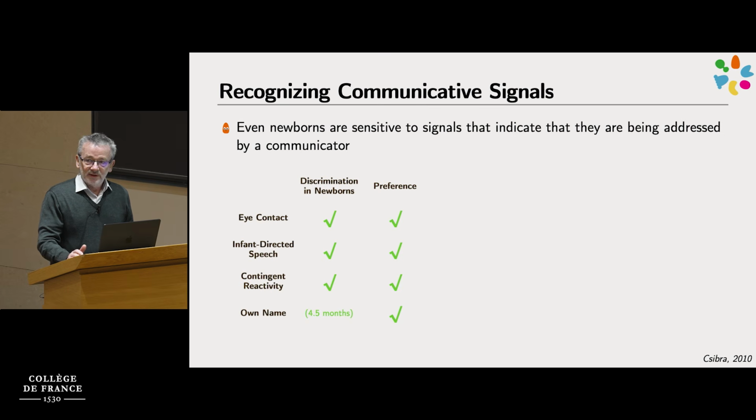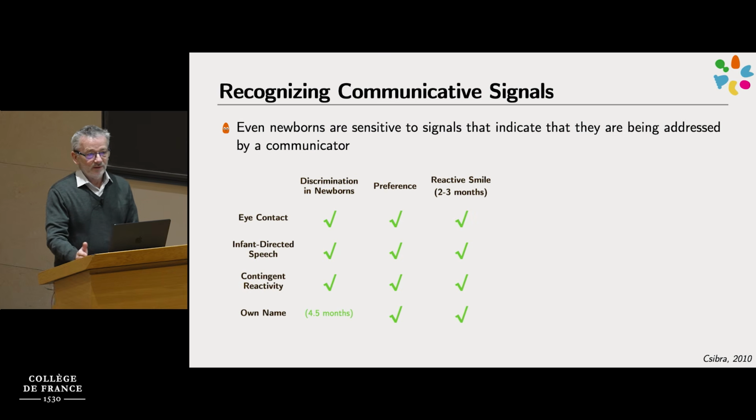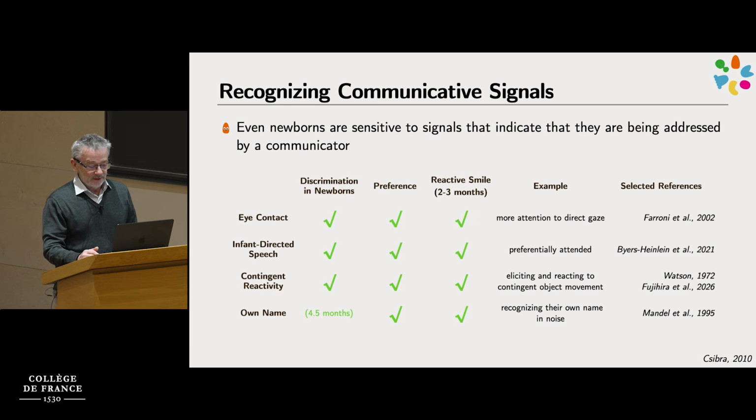They don't just discriminate these kinds of stimuli, they also prefer them, that they can choose between them, that they look at eye contact, they turn towards the infant-directed speech, they elicit contingent reactivity if they can, and also they like to hear their own name. This is also shown by how they react to these signals. It's mainly smiling, which expresses their delight of being addressed, but it's also a feedback signal to the communicator: just continue what you are doing, I like that. And there are many examples of that in the literature. I'm not going to go through them.